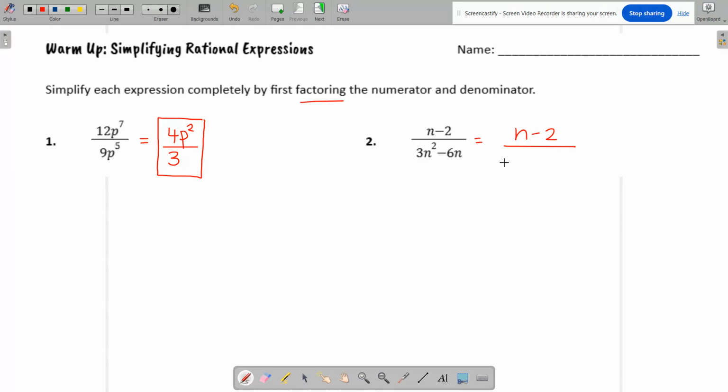However, 3n squared minus 6n does have a GCF that we can factor out. So if we factor out 3n, we're left with n minus 2 inside those parentheses. Remember that if you have something over itself, like 8 over 8, this simplifies to 1 over 1, or just 1. So when we have a factor of n minus 2 in the numerator and denominator, this can simplify to 1. So our final answer after doing our simplifying, we would have 1 over 3n.